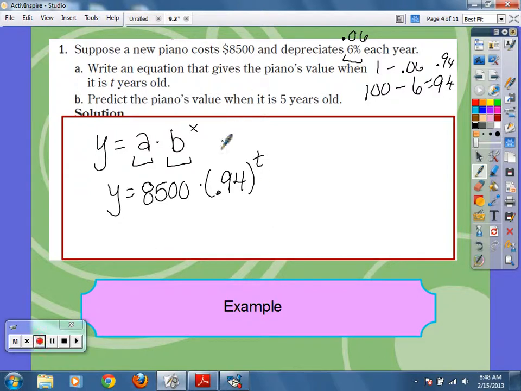So what is the piano's value when it is 5 years old? Y is 8,500 times 0.94 to the 5th power. Take 0.94 to the 5th power first in your calculator. Keep that in there and multiply it times 8,500. And it looks like $6,238.18.